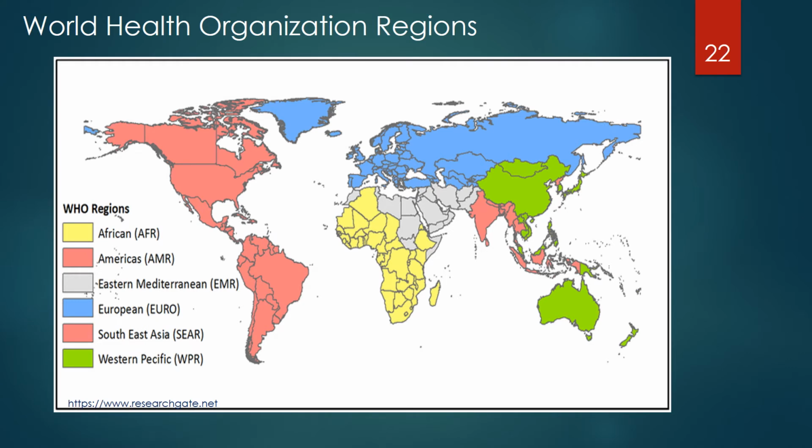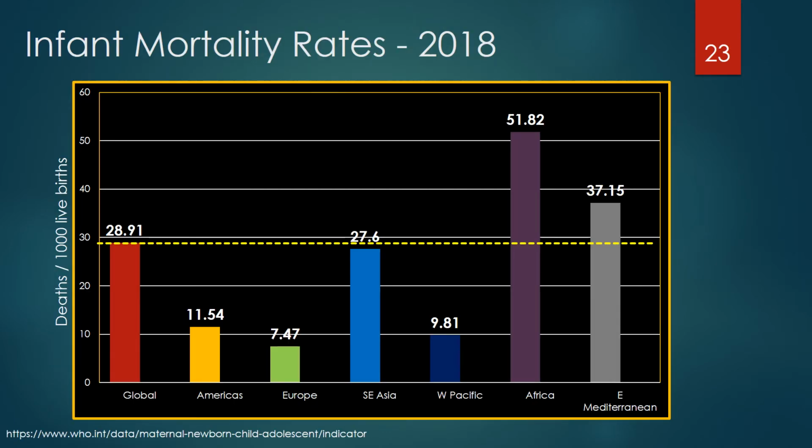During this session, we will spend significant time talking about the 6 World Health Organization regions as depicted on this map, including the African region, Americas, East Mediterranean, European, Southeast Asia, and the Western Pacific regions. Let's look at the 2018 infant mortality rates globally via the 6 World Health Organization regions. The global rate was 28.91 per 1,000 live births.